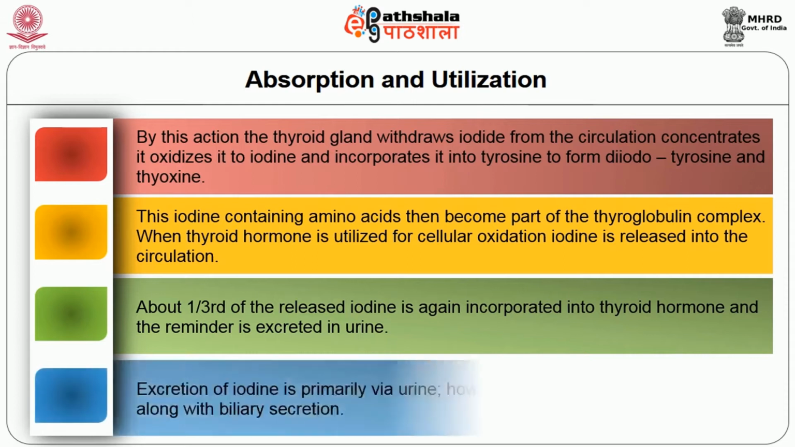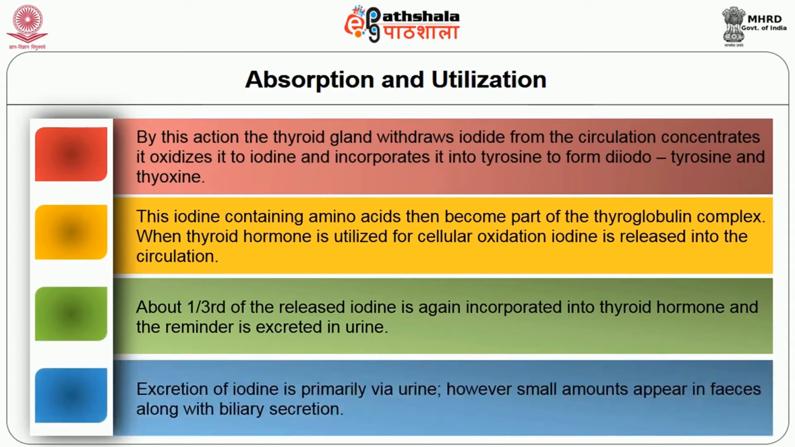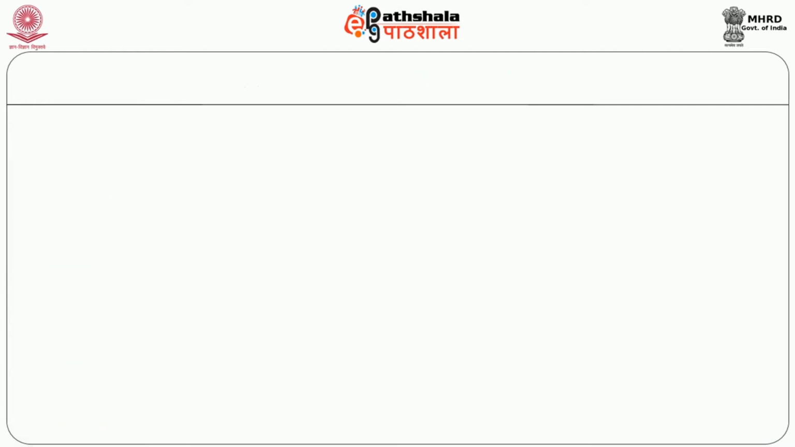Excretion of iodine is primarily via urine. However, small amounts appear in feces along with biliary secretion. Let us identify some of the food sources of iodine.